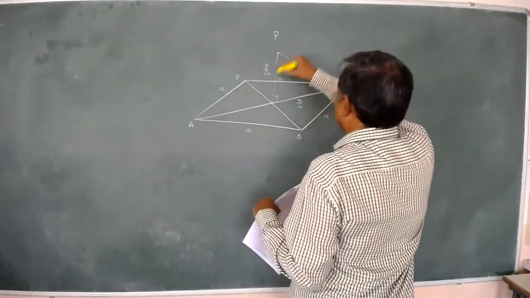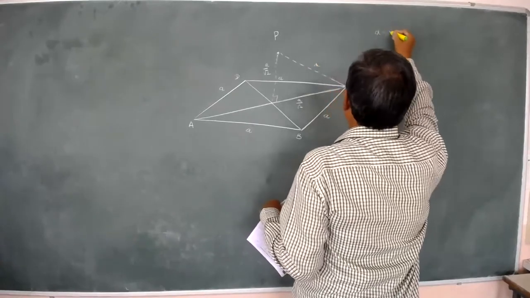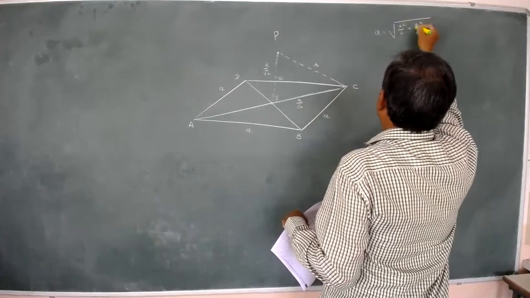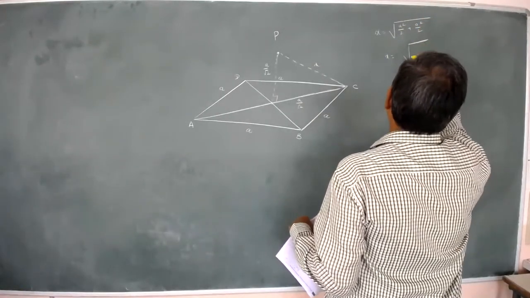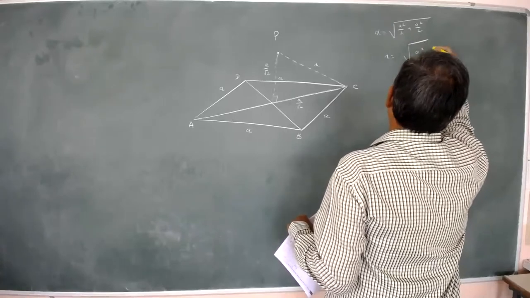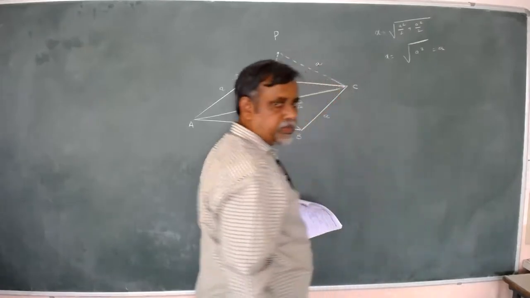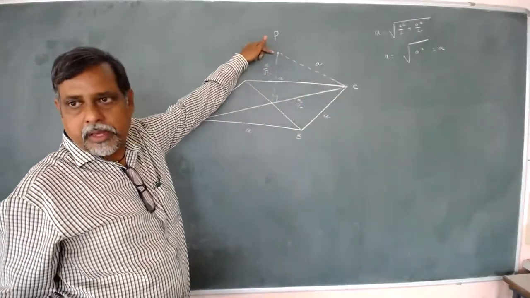Okay. So for this right-angled triangle, this becomes the hypotenuse. X is equal to under root A square by 2 plus A square by 2. Got it? So this is the distance X.